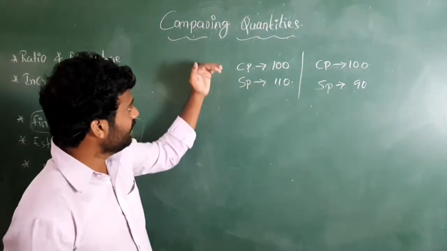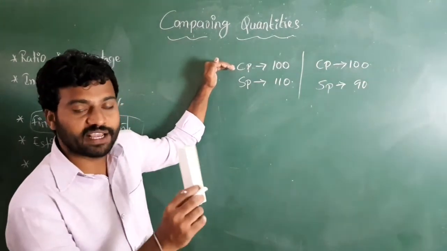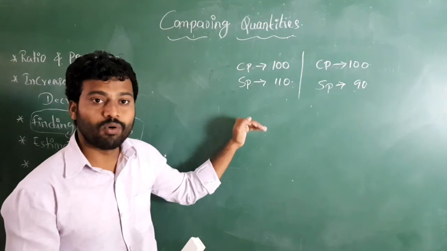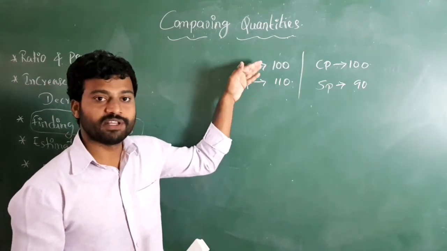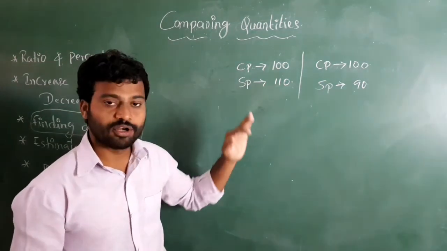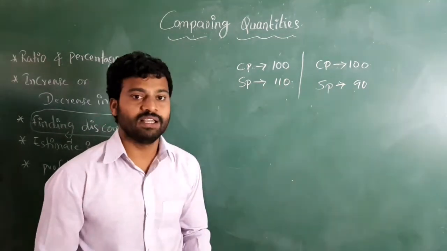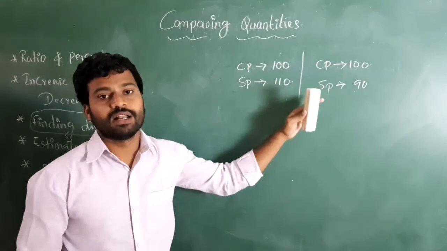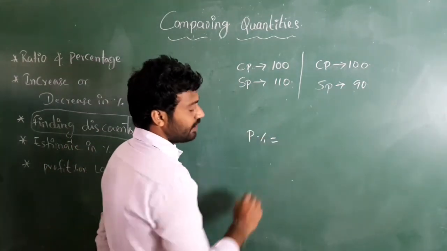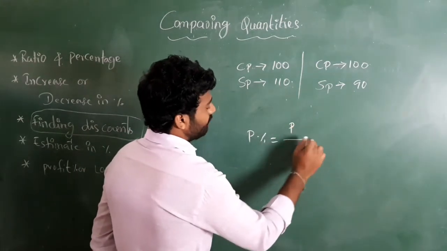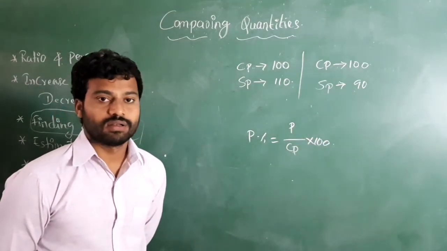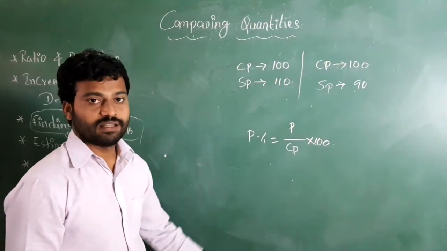See, I have given 100 rupees to manufacture this, but in return I got 110 rupees. So I got more than my investment. My investment is 100 rupees, but in return I got 110 rupees. So 10 rupees is the profit. Here 10 rupees is the loss. I invested 100 rupees, and I lost 10 of it. Correct or not? So for profit or loss percentage, what do we have to do? Profit or loss divided by cost price into 100. Clear or not?